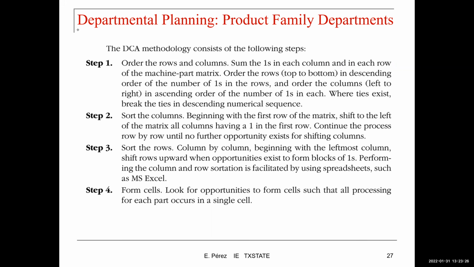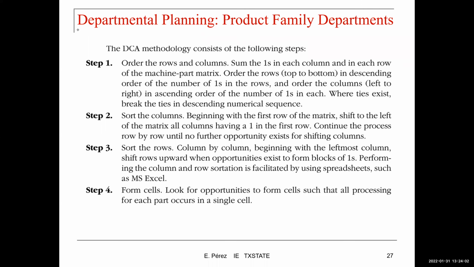Then you're going to sort the columns, beginning with the first row of the matrix. You're going to shift to the left of the matrix all columns having a 1 in the first row. We continue the process row by row until no further opportunity exists for shifting columns. After we're done with the shifting of the columns, left to right, we move to the rows, column by column, beginning with the leftmost column. We shift rows up when opportunity exists to form blocks of ones.